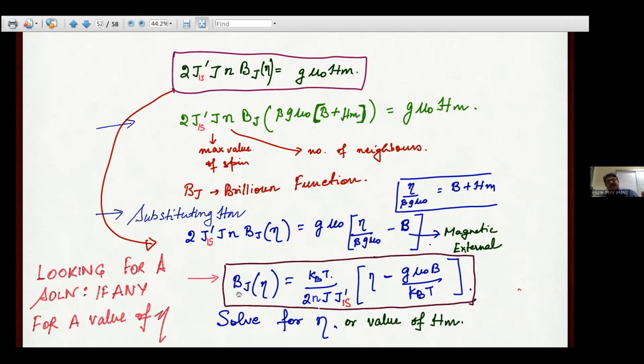So this is a Brillouin function. The right hand side of the equation looks more like a straight line. Is there any particular value of eta, or correspondingly, do you have a value of HM, for which this relationship is satisfied? Because we have demanded this, right? Under certain conditions, is this condition satisfied? And that is the solution. For a particular value of eta, this and this are equal or not. We are looking for a solution. We are solving for eta.